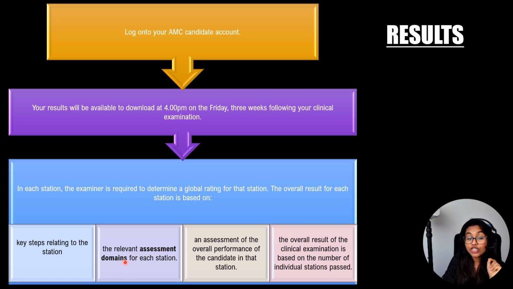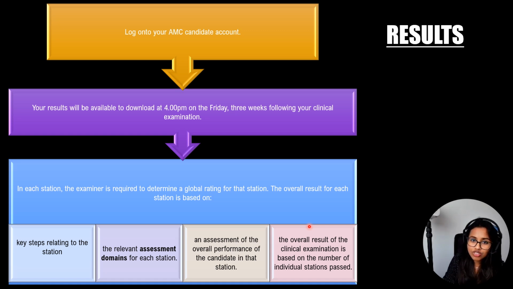The relevant assessment domain, or the predominant assessment area, will also be assessed, along with the overall performance of the candidate in that station. They are assessing your overall performance, your predominant assessment area, and your key steps and key points. The overall result of the clinical examination is based on the number of individual stations that you passed. So whether you passed or not is based on how many individual cases you passed.